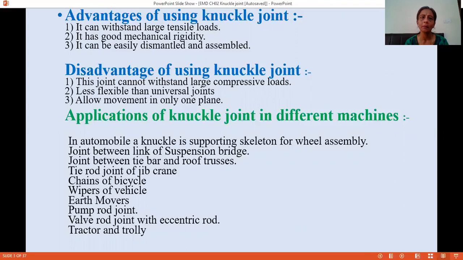Here are a few applications of the knuckle joint in different elements. It is used in automobiles and it supports the skeleton for wheel assembly. It is used between links of suspension bridge, for tie bar and roof trusses, pivot joint of a jib crane, chains of bicycle, wipers of the vehicle, earth movers, pump rod joint, valve rod joint with eccentric rod, and for pulling a trolley with the help of a tractor.